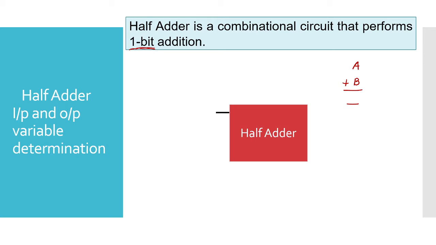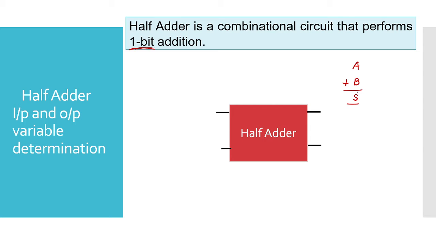So I will take two inputs. One input terminal you will apply A, another input terminal you will apply B. So two input terminals you need for input and two terminals you need for output. Why do you need two terminals? Because once you add these two numbers you will get a total. So let's say it is sum.